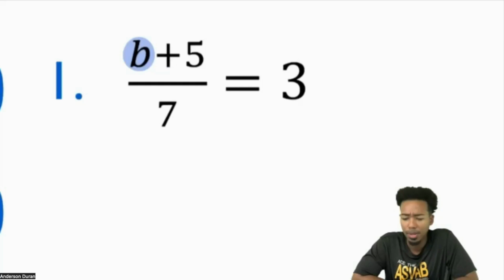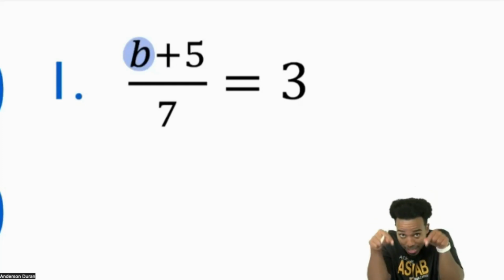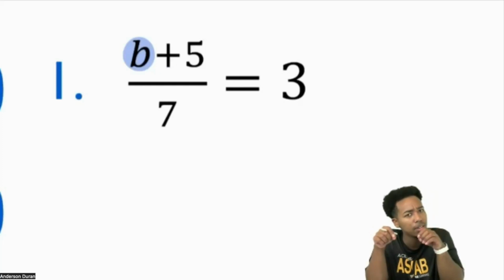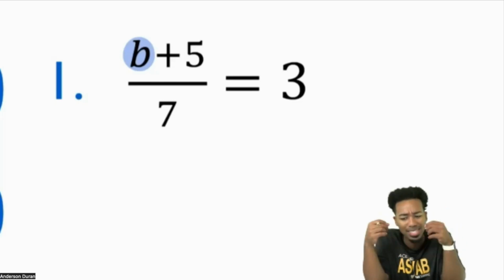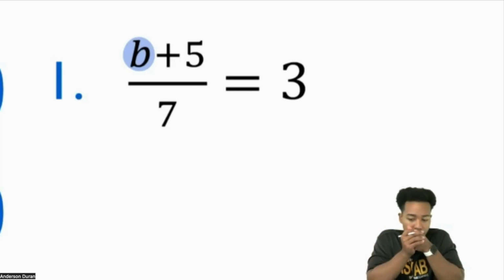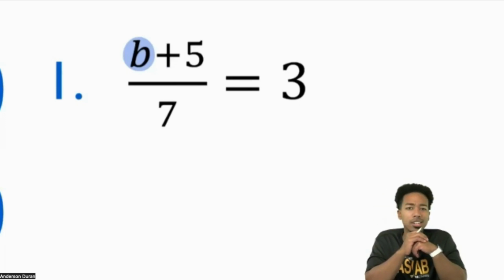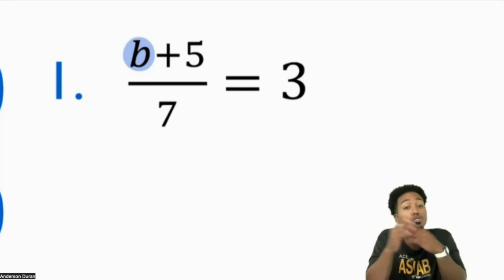Now, everybody, what is the first thing currently happening to B? Is the first thing happening adding 5? Or is the first thing that's happening to the B that it's being divided by 7? Notice how some of us are disagreeing. Half of us are saying adding 5, half of us are saying divide by 7. Very interesting. I'm not going to tell you what the right answer is. I'm going to show you.